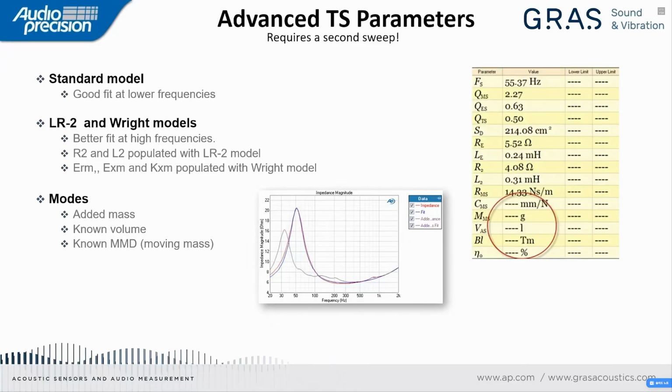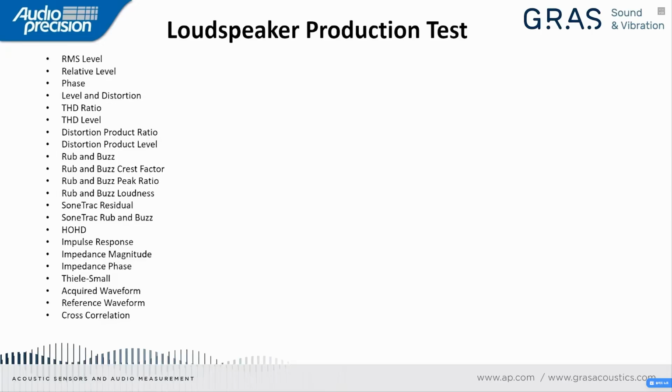So that's Thiele-Small. Now let's have a look at loudspeaker production test. Loudspeaker production test is provided, as I said, as standard on 517 and Flex, and is an option in the other AP analyzers. And this really is a measurement, as it suggests, for production of loudspeakers or loudspeaker drive units. And you'll see many of the results are similar to acoustic response.